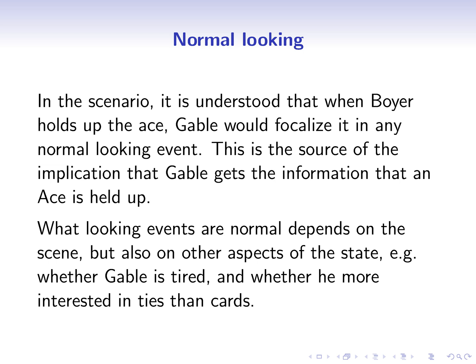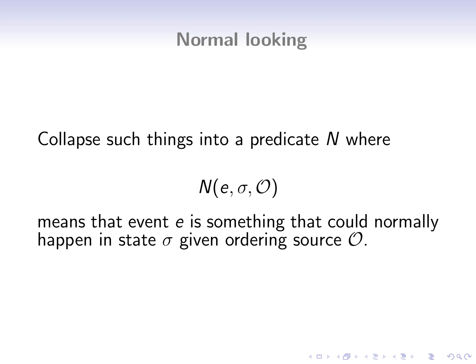What looking events are normal depends on the scene, but it also depends on other aspects of the state. For instance, whether Gable is tired and whether he's more interested in ties than in cards. We're going to collapse such things into a predicate script n, where n e sigma o means that event e is something that could normally happen in state sigma given ordering source o. And here we're alluding to the premise semantics of Kratzer and Lewis as a way of formulating normality.